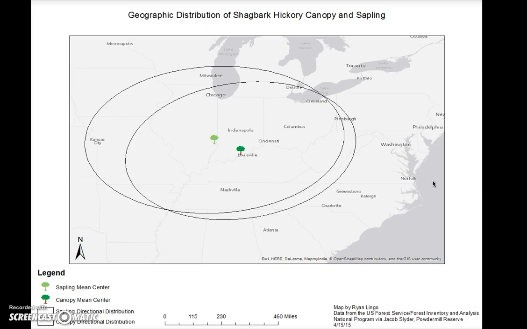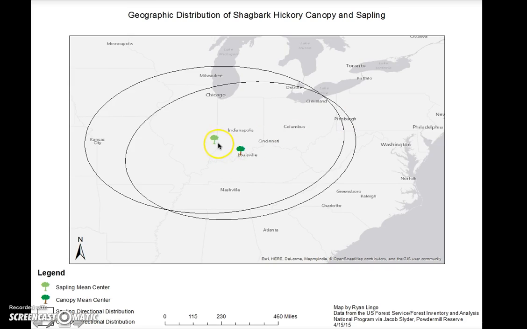The shagbark hickory, out of all the distributions here, had the greatest change in its circle radius and distance from each circle. You can notice in Milwaukee and Kansas City, the circle has shifted to the northwest significantly. So we think there could be something going on here, but still not sure.